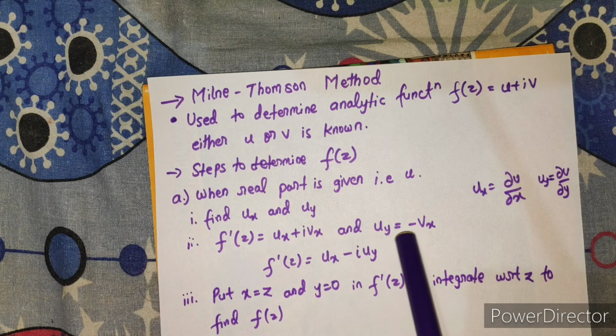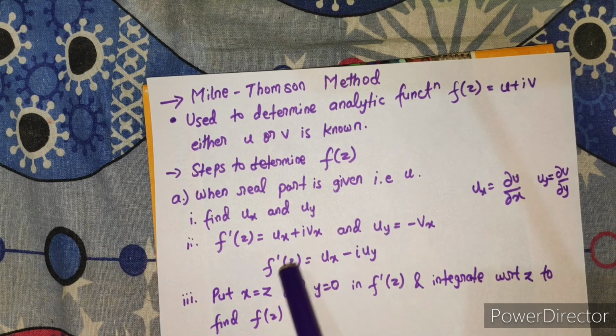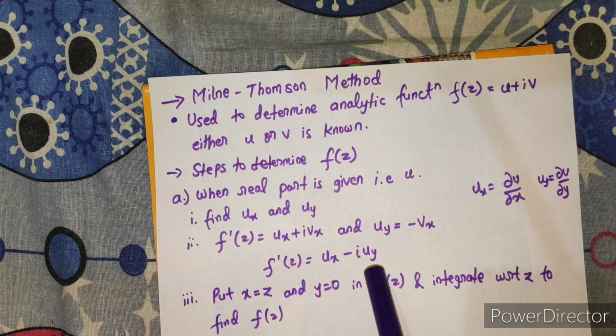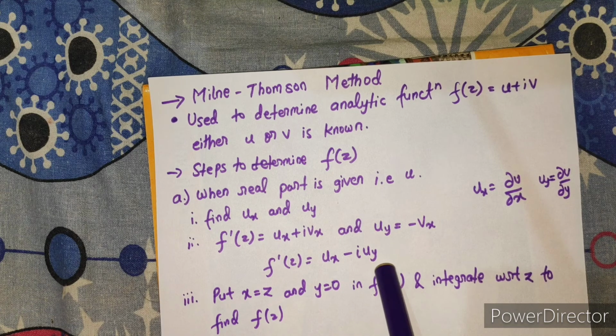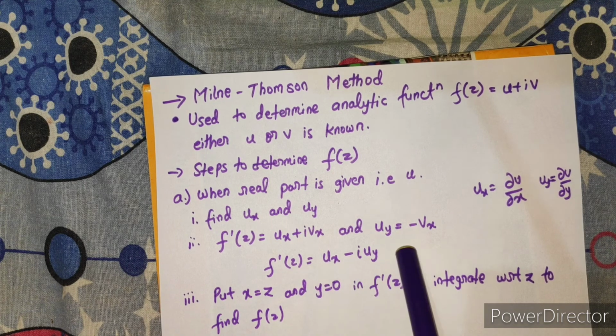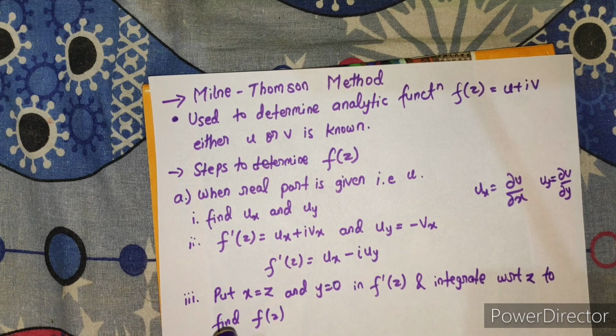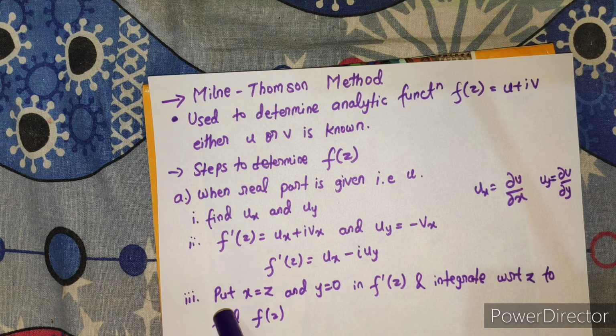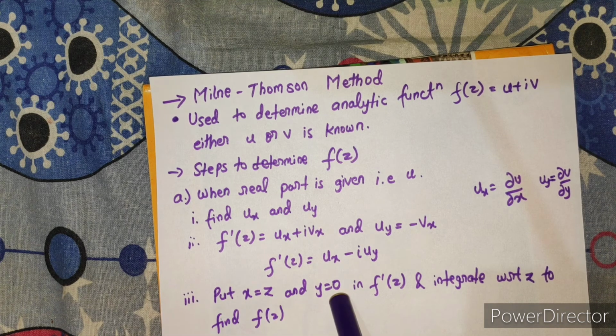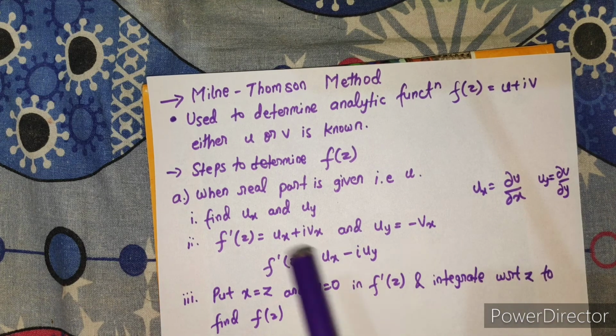Okay, so we will substitute this thing in this equation and we will get this equation. f'(z) is equal to u_x minus i u_y. We know u, so we can find u_x and u_y. Once we get f'(z), then we have to do this substitution. What is the substitution? We have to put x equal to z and y equal to 0 in f'(z) and integrate it with respect to z to find f(z).